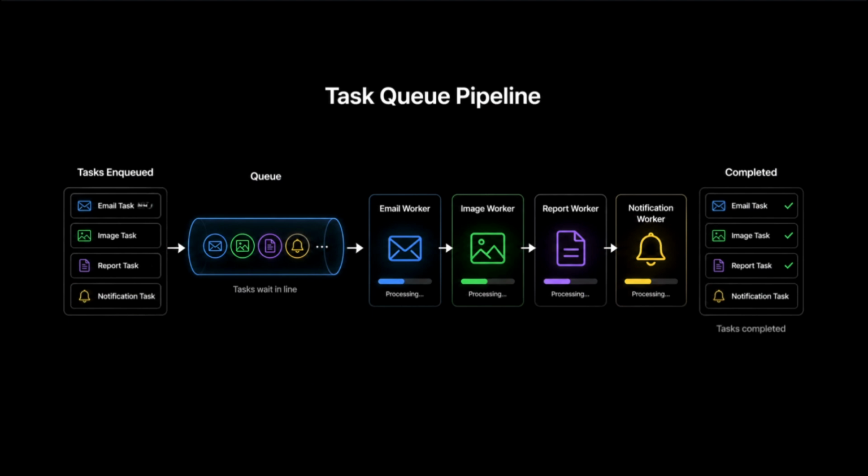Redis is also commonly used for queues and background jobs. Not every task should happen during the user request itself. For example, sending emails, processing images, generating reports, or sending notifications can often be handled later in the background. And these tasks are usually placed into queues so workers can process them asynchronously. Redis is a popular choice for powering these job systems because it is lightweight, simple, and extremely fast.